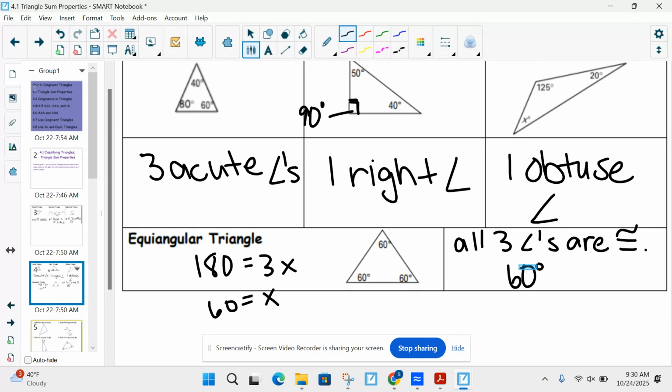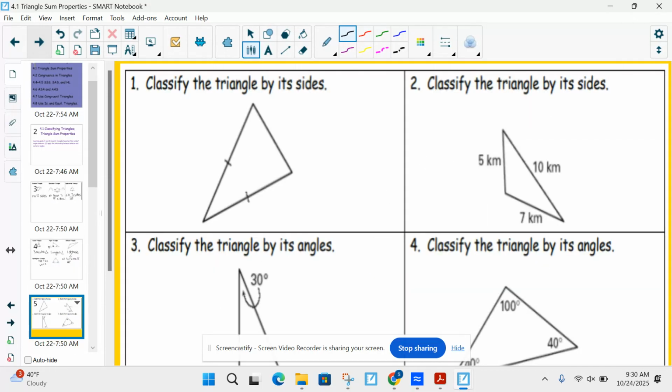All right. So next we're going to classify based off of the sides. So number 1. Camden? Yep. Now we have to learn how to spell isosceles. There's only one C, and it's in the middle. And there is no E at the end. Okay? Don't mess it up.